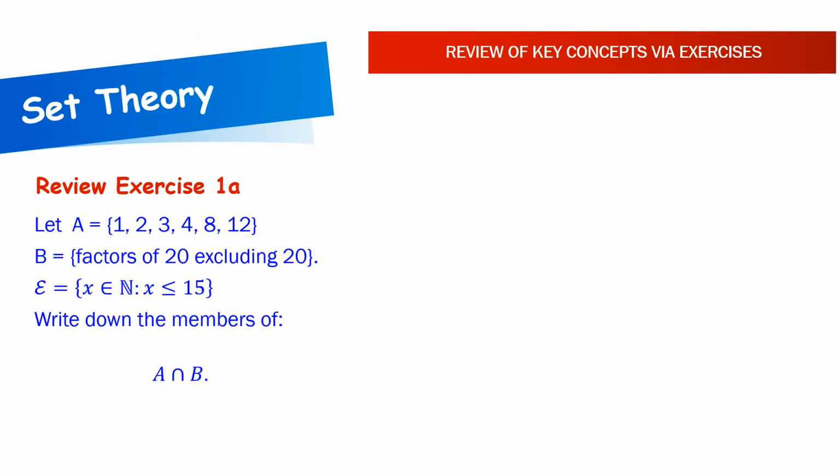Let's now have a go at review exercise 1A. We have that the set A consists of the elements 1, 2, 3, 4, 8 and 12. We have that the set B consists of the factors of 20, excluding 20, and the universal set consists of the elements of the natural numbers x such that x is less than or equal to 15. We are required to write down the members of A intersect B.